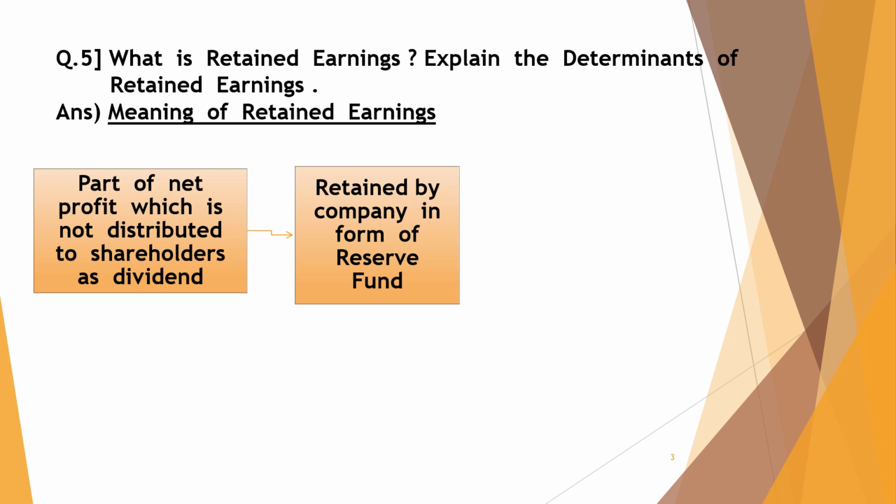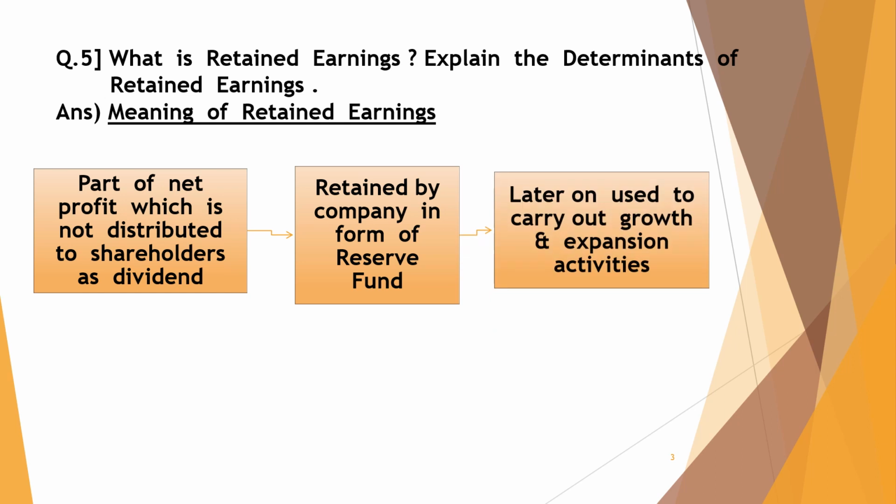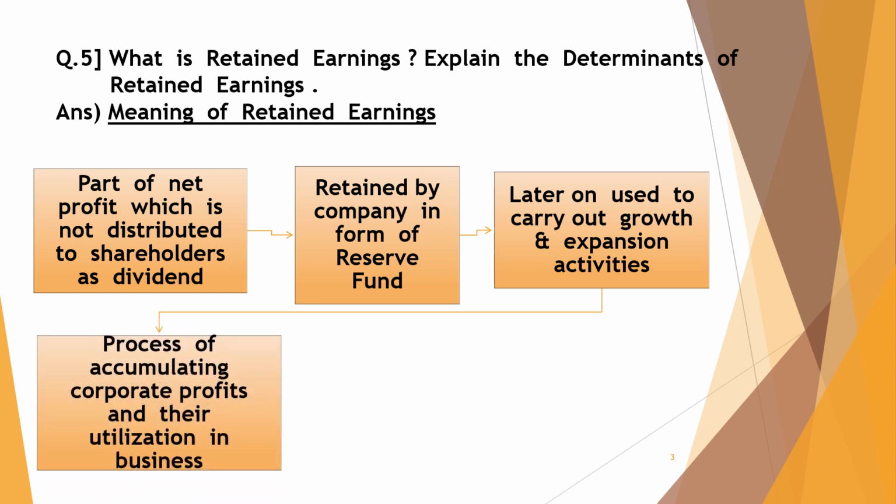How does the company make use of this fund? The company later on uses this fund to carry out growth and expansion activities, and in such case it does not have to go out and borrow the money because it has already saved a certain amount of money in the form of reserve fund. Thus, it can be said that retained earnings refers to the process of accumulating corporate profits and then later on utilizing the same amount in business for expansion activities, for growth activities, etc.